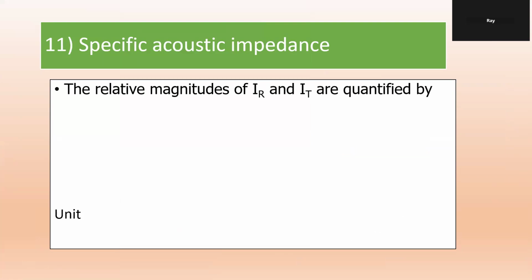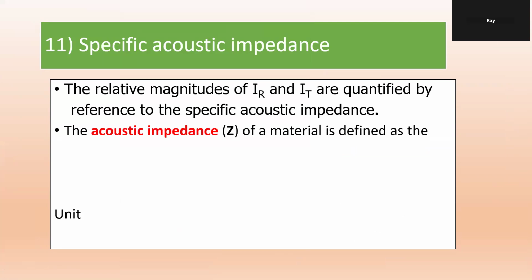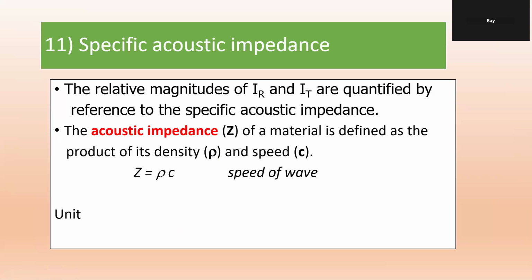Okay, we define new terms. The relative intensity magnitudes of IR and IT are quantified by reference to specific acoustic impedance. Acoustic impedance, symbol Z of a material, is defined as the product of density and speed. In terms of formula, Z equals speed of wave times density of medium. Memorize it.